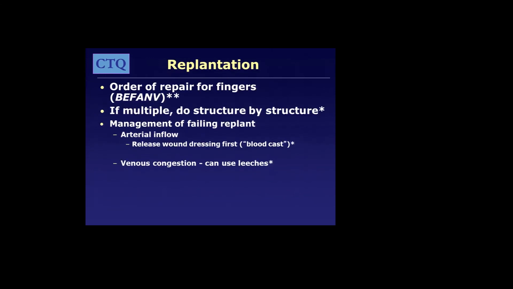The order of repair for fingers: bone, extensor tendon, flexor tendon, artery, nerve, vein. If there are multiple fingers involved, remember to do the structure-by-structure technique as opposed to digit by digit. Management of the failing replant depends on the etiology. If it's an arterial inflow issue, the first step is to release the wound dressing. If it's a venous outflow issue, the first step is to improve venous outflow, which can involve the use of leeches. Leeches can lead to Aeromonas infection, and that should be covered with a fluoroquinolone.